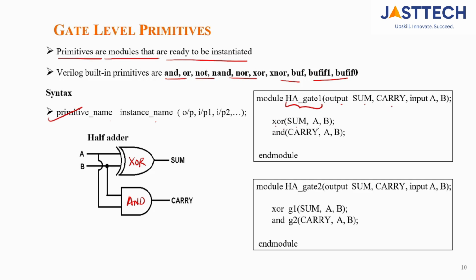XOR sum comma a comma b, this is the output and these are the inputs. And AND carry comma a comma b. Or you can also write it like this: primitive name XOR, instance name G1, sum comma a comma b, and G2 carry comma a comma b. Like this you can represent.